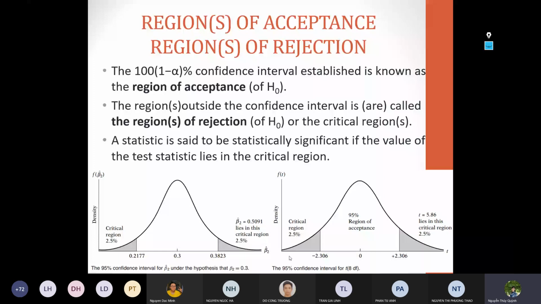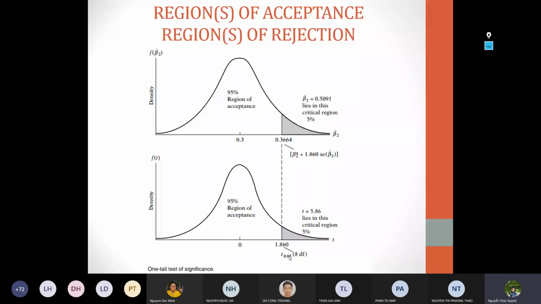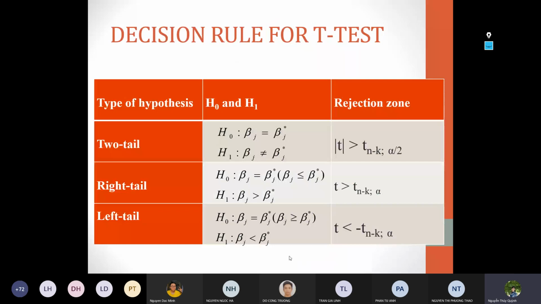Okay, good. And the same for the one-sided test. You can determine the region of acceptance and the region of rejection for a one-sided test. So this is the decision rule for a t-test, the test of significance. If the observed value of t falls into the rejection zone, or the region of rejection, then you can reject the null hypothesis.